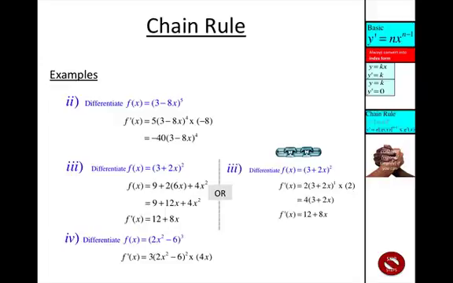Then let's tidy up our loose terms, times the 3 by the 4x, and we're left with 12x outside of (2x squared minus 6) all squared. You can leave it like that. Beautiful.